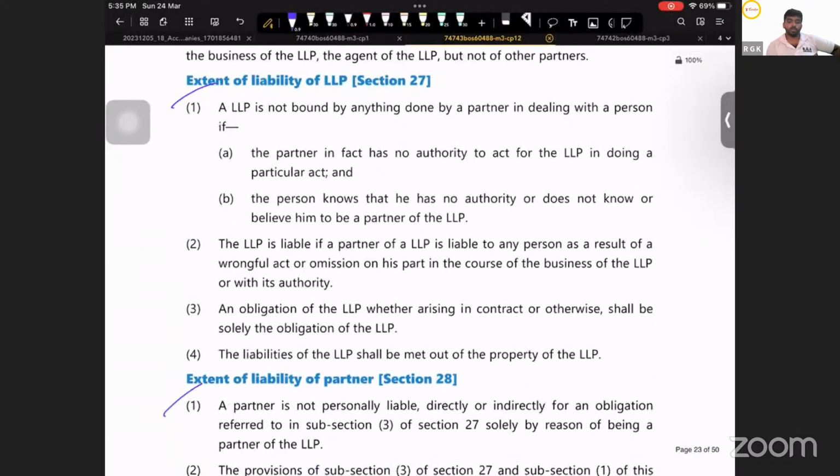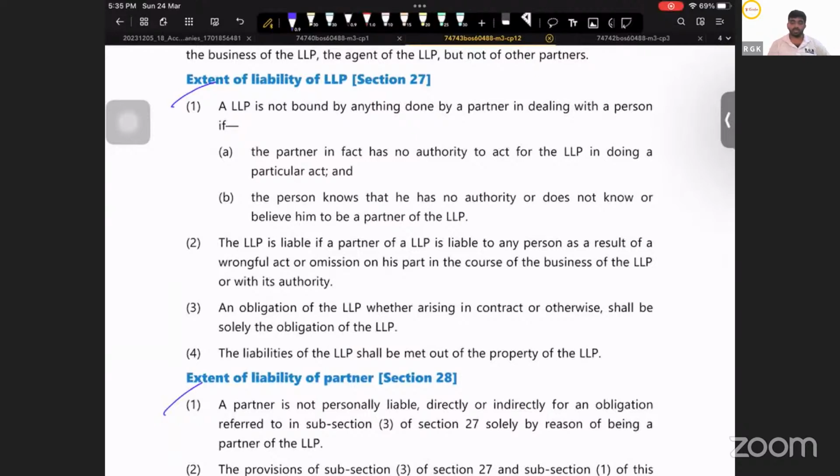An LLP is not bound by anything done by a partner in dealing with a person if the partner in fact has no authority to act for the LLP in doing a particular act, and the person knows that he has no authority or does not know or believe him to be a partner. Where a partner has no authority to do a particular thing and he does it, the LLP will not be liable if the third person with whom the partner is entering into the contract knows that such a partner has no authority or the third person does not believe him to be a partner in the LLP.